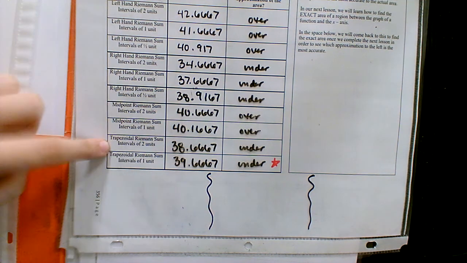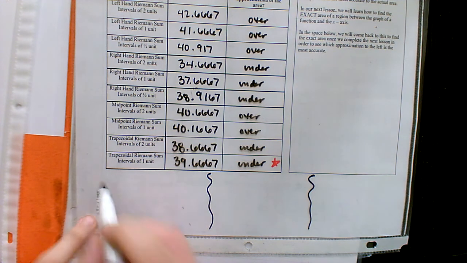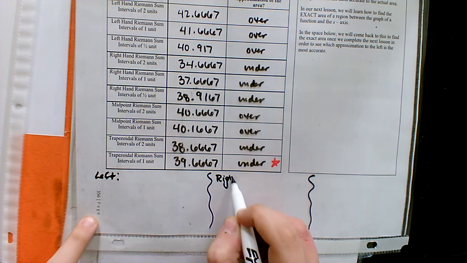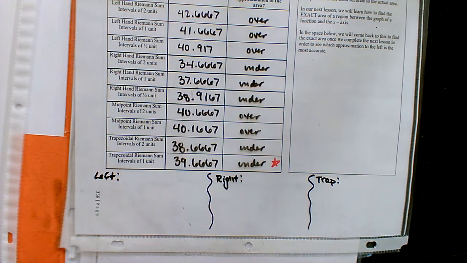The other three, though, we should definitely be able to tell if it's an over or an under, depending on the type of graph we have. So here, we'll take a look at left endpoints. Over here, we'll do right. And for the last one, we'll talk about the trapezoids.